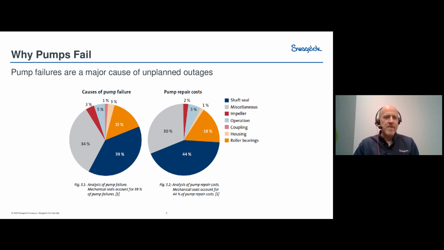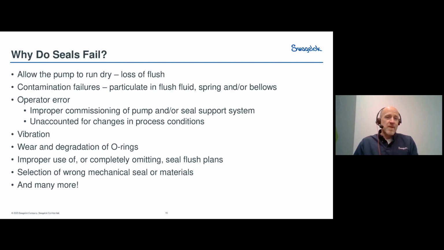You do have some other failures. Roller bearings are another big one, and also some impellers. Maybe that's a relatively minor one. It could be cavitation that's eating away at your impeller. But again, the two big ones are the roller bearings to a lesser extent, and by far the biggest is your mechanical seal. So why do seals fail?